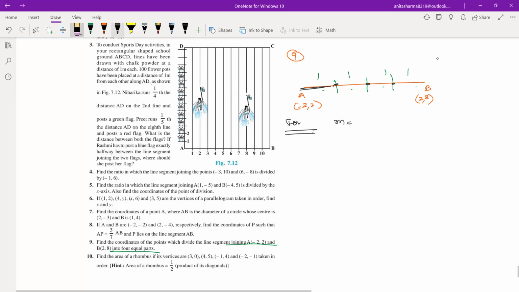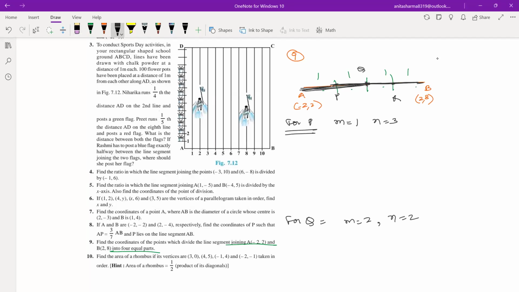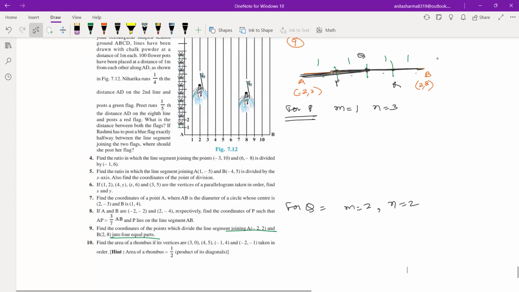And for Q point, beta, this middle one, the value of m will be 2 and the value of n will be 2, because their sum should be 4, because you are dividing into 4 equal parts. Now for R, the value of m will be 3 and n will be 1. Calculate it, children.